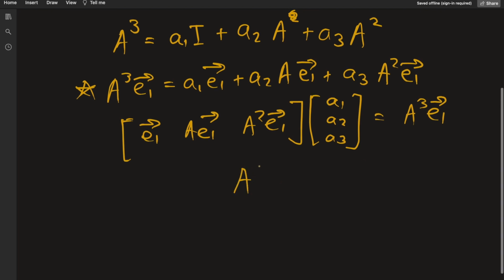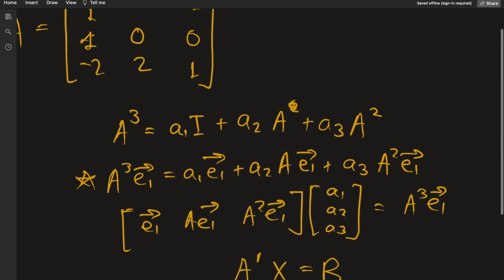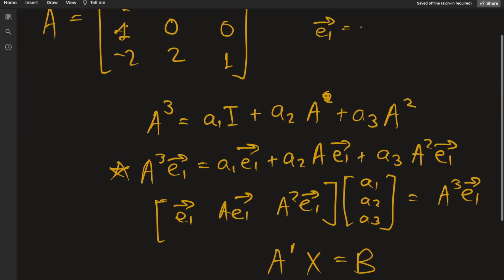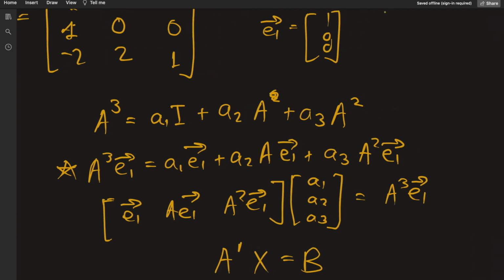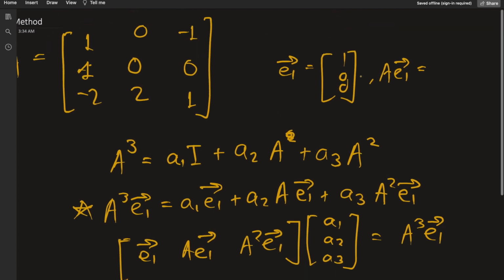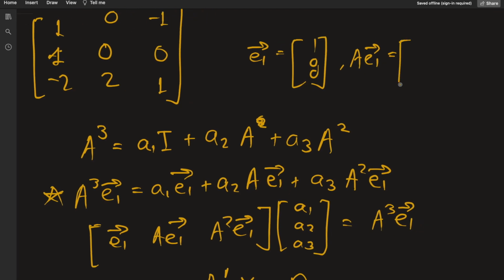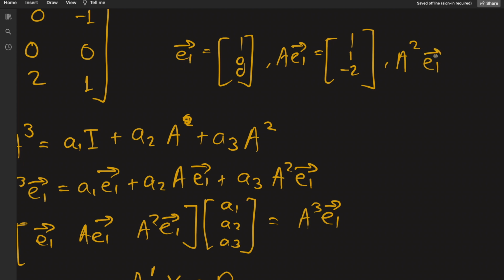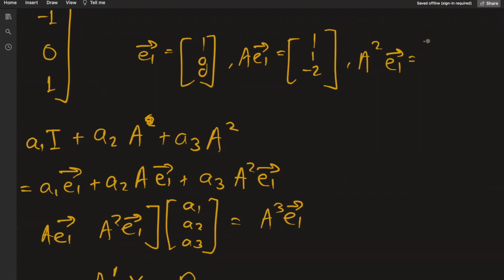So our system is essentially like A prime X equals B, and therefore we need to perform row reduction if we want to solve this system of equations. Row reduction on an augmented matrix this time, because this B is a non-zero vector. So to construct an A prime matrix, we need E1. Well, E1 is just the standard basis vector 1 0 0. A E1, if you multiply it out, you just get the first column of A: 1 1 negative 2. And if you meticulously calculate A squared, and take the first column of A squared, you get 3 1 negative 2.